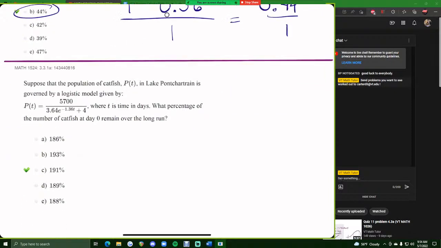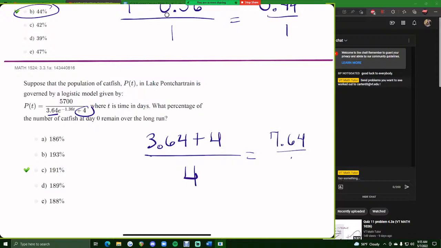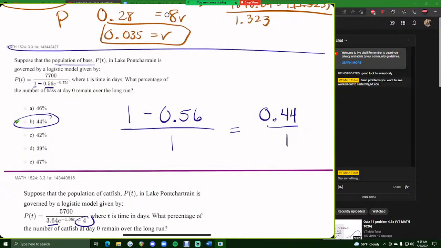Let's keep it going. Another example of that. So two numbers on the bottom. Whatever operation is between them, you perform that operation. So 3.64 plus 4, then we always divide by the value that's not attached to E. So 4. Up top, we get 7.64. And when we divide this by 4, on my phone, 7.64 divided by 4 is 1.91, which as a percentage is 191%. So nice little trick there.